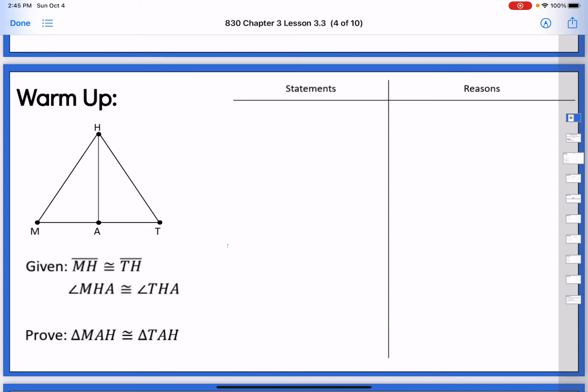So you're given our triangle here in our picture, given segment MH is congruent to segment TH, angle MHA is congruent to angle THA, and we are going to try to prove that triangle on the left, MAH, is congruent to the triangle on the right, TAH. After yesterday's lesson, you should be able to do this. So why don't you pause your videos and write this proof.